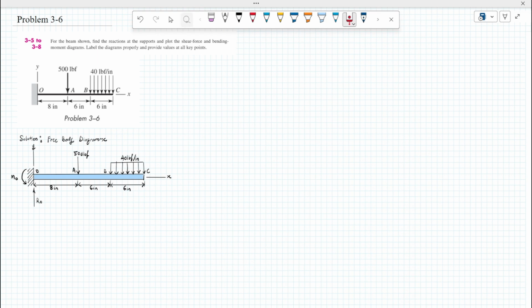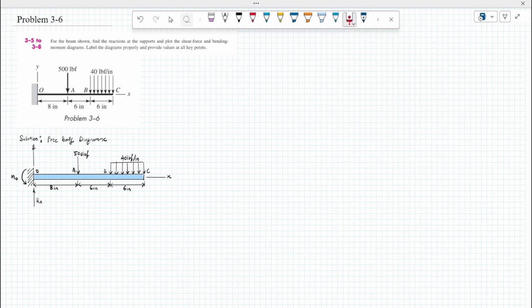As we can see in this diagram, we have two kinds of force: the concentrated force at point A, which is 500 pound force, and the distributed force, 40 pound force per inch, which is distributed along the line from point B to point C. We need to draw the free body diagram, which includes the reaction forces. So this is how you draw the free body diagram.